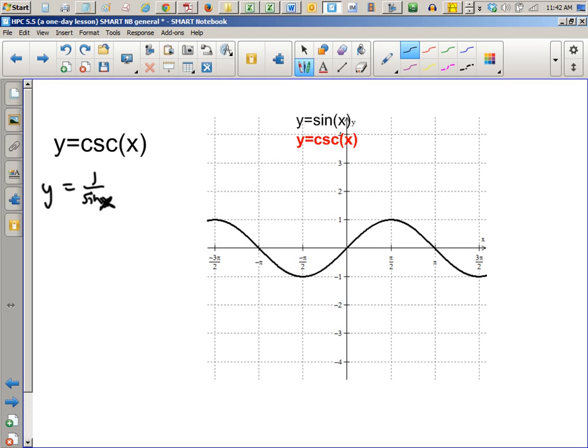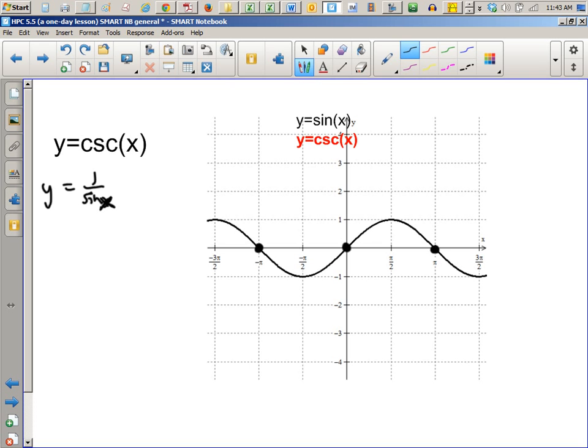Okay, we're not going to brainstorm this. We're going to use the graph of sine to help us draw the graph of cosecant. Okay, so think with me here. If sine x goes through the x-axis, in other words, if sine x is 0, that would be these points right here in black.